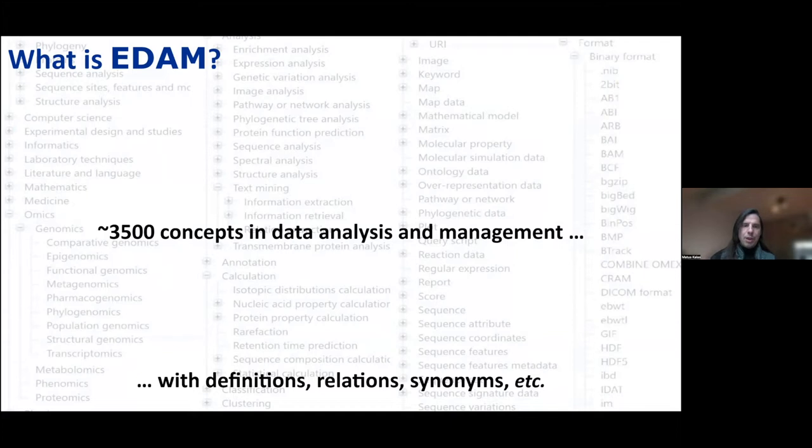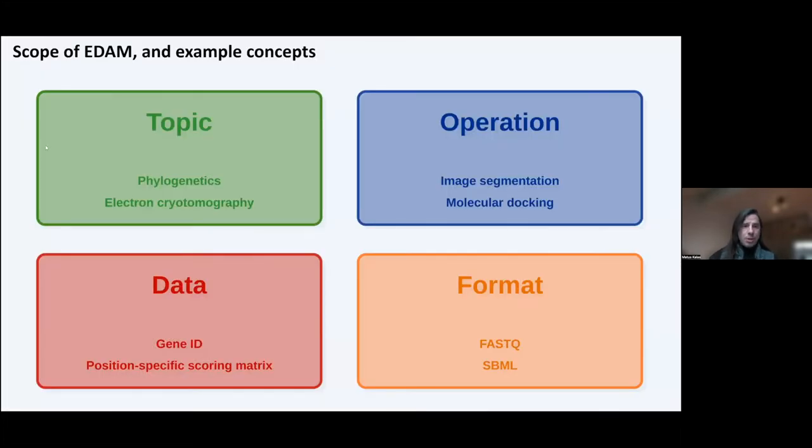And then these come in addition with definitions of those terms. They have some relations between each other, and they might have a lot of synonyms so that each concept can actually include a lot of different terms, which are either exact synonyms or somehow related to each other. And EDAM is divided into four main sections.